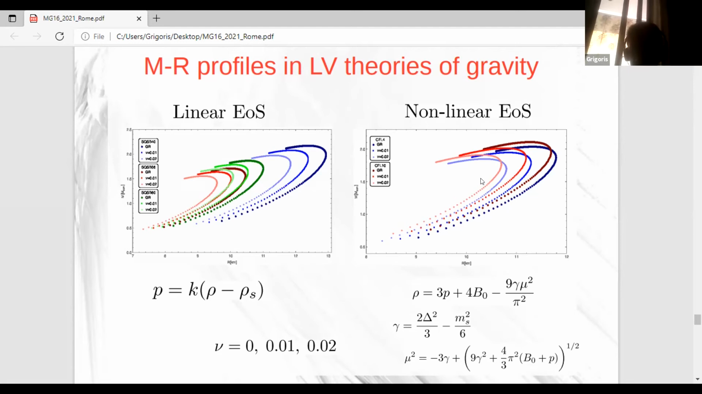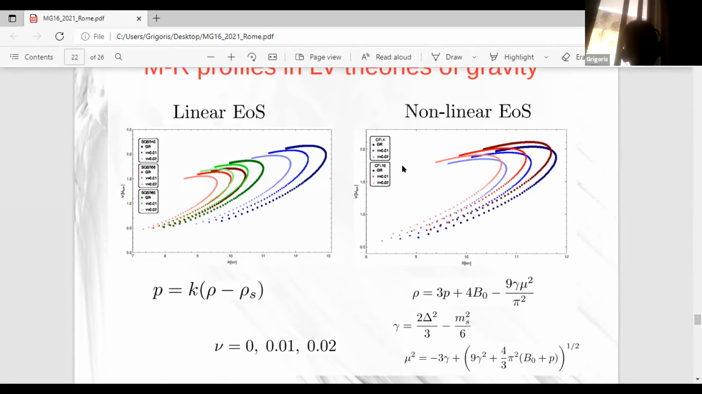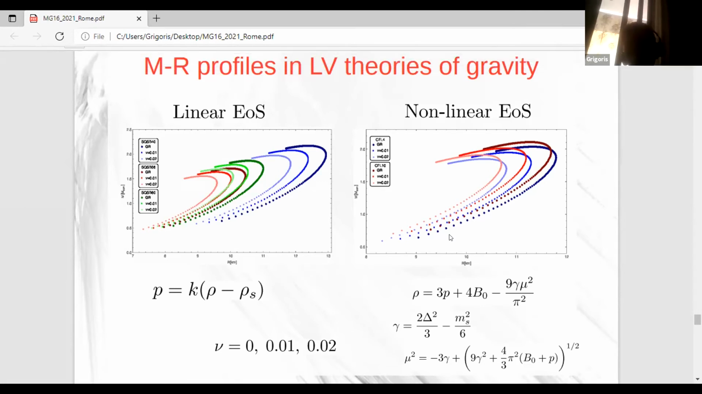And this is the similar plot, the mass-radius profile, in the nonlinear case for the same values of the nu parameter and for two different nonlinear models.